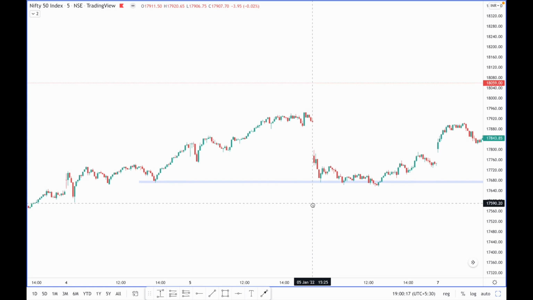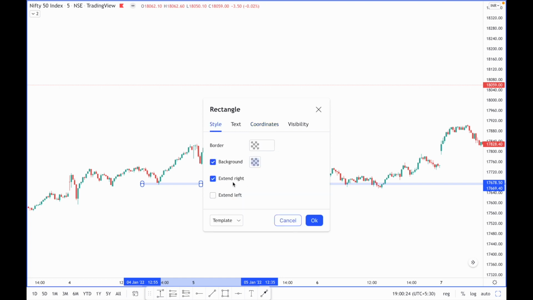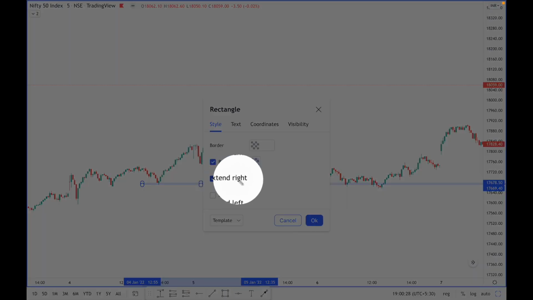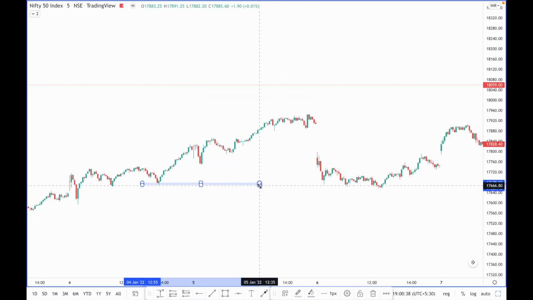Okay, so you find that setting. If you go inside the setting of this box, see, this is the settings tab. You find the style here, and then you find this area here saying extend right. If you check this, then the box will be extended to the right. Let's say that we uncheck this, then you can see that the box is only in the area that I just drew it for. So now we have extended to the right.